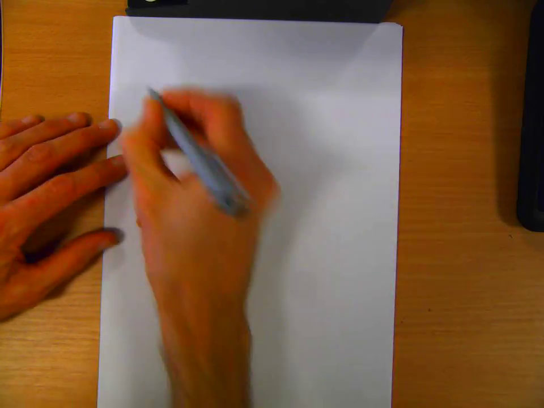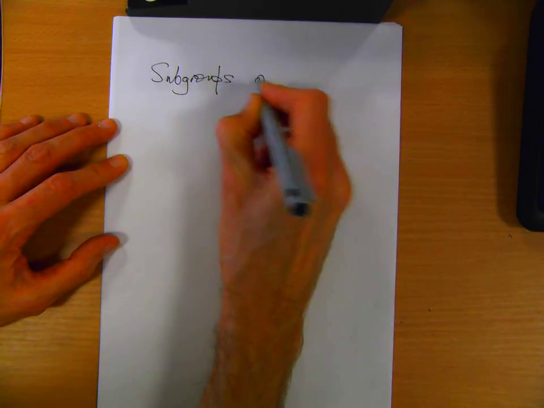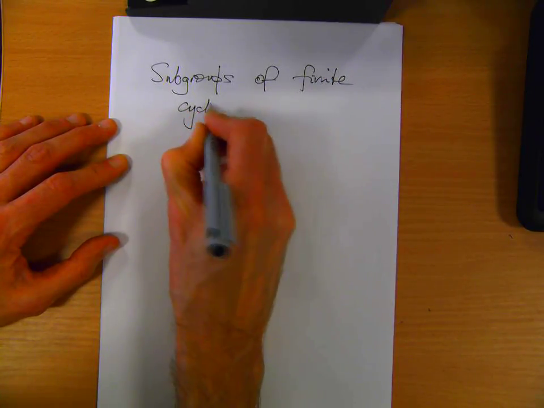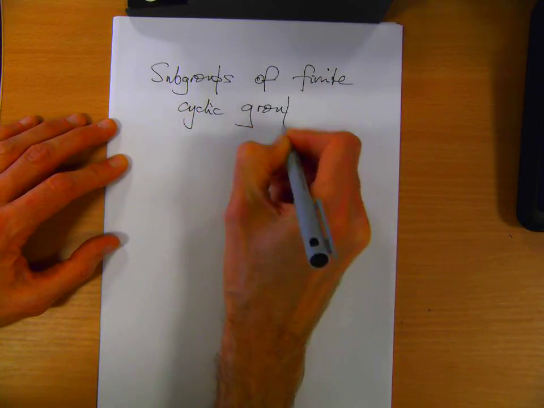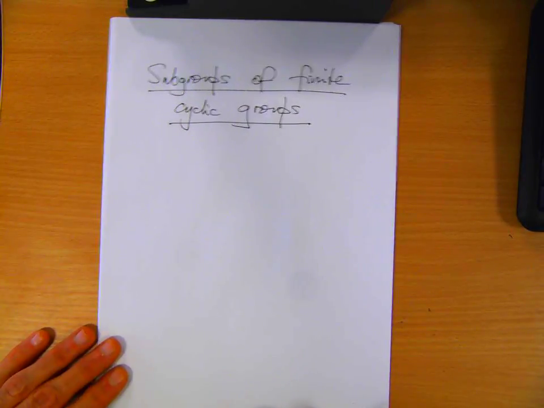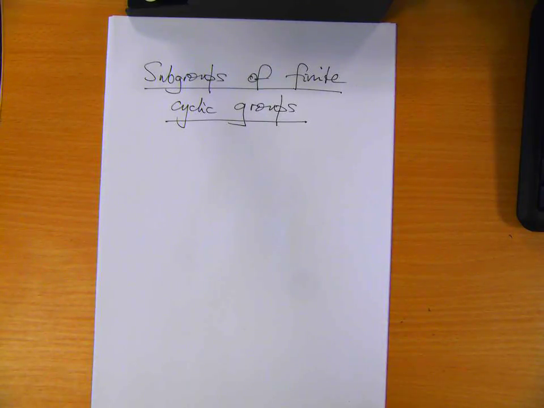What about subgroups of finite cyclic groups? Well, in the tutorials yesterday, we explored some examples of this, and in particular in the first tutorial yesterday, we looked at some examples in detail of this. I just want to summarize the results.